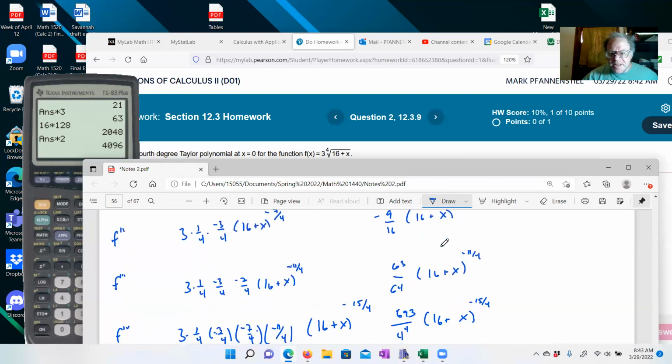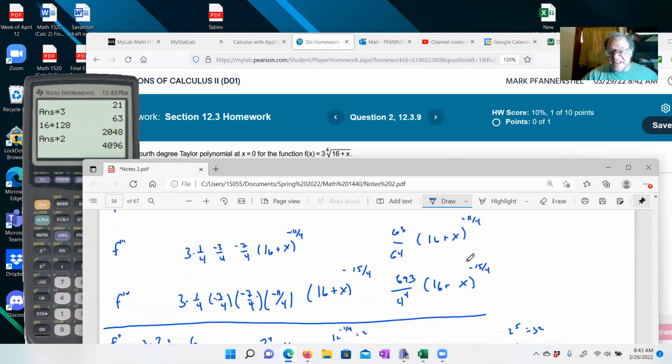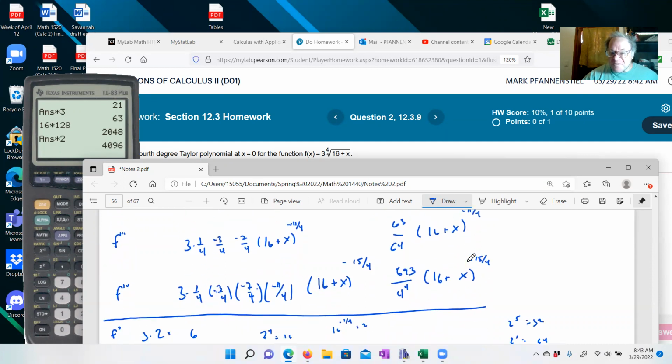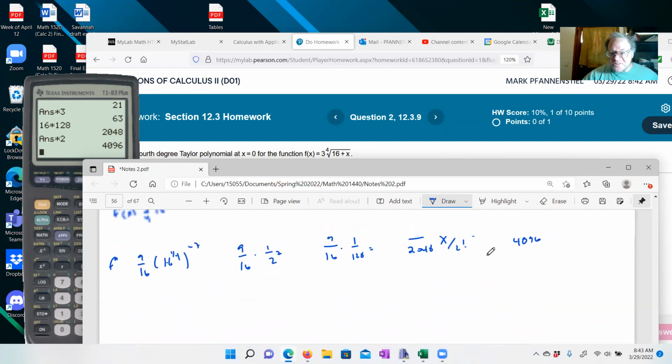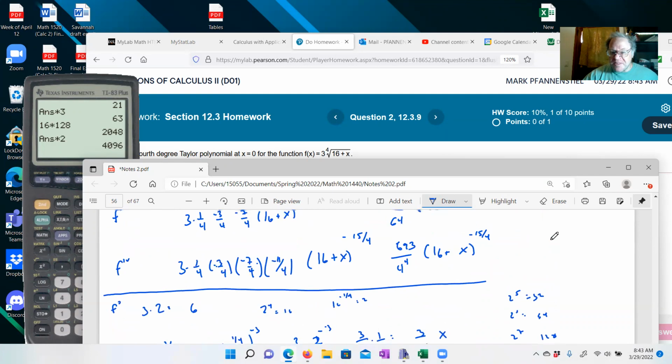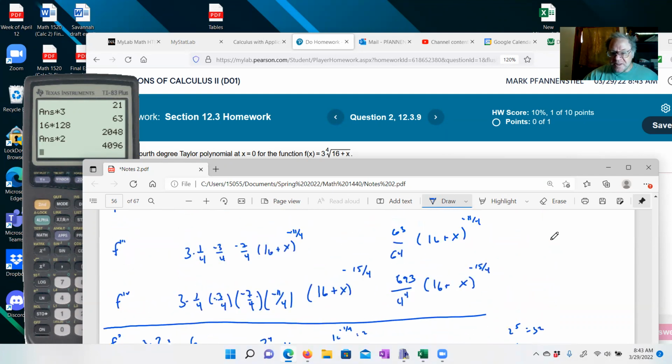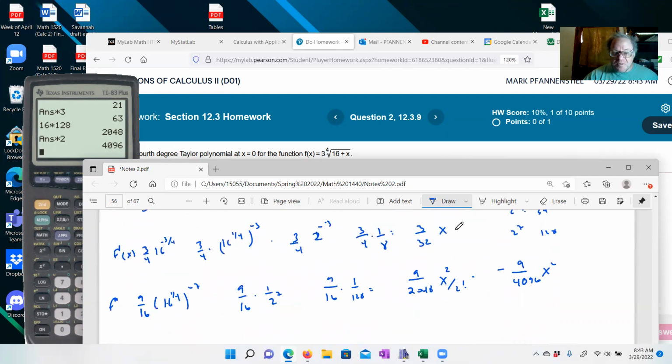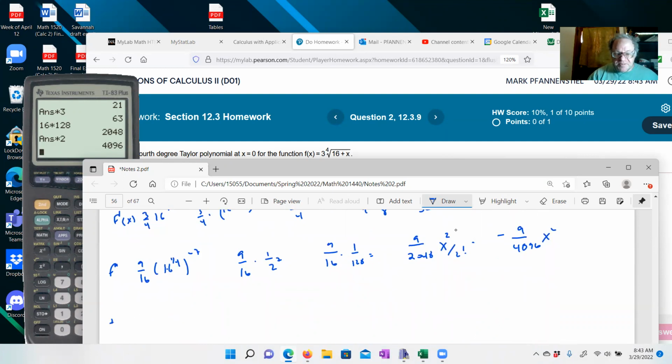So you can see there's a lot of bookkeeping, a lot of keeping coefficients straight and everything like that. So having a nice little system, tables work really well. I would say that's probably the best bet you're going to have with this. Okay, so this is 63 over 64. So this is a positive.